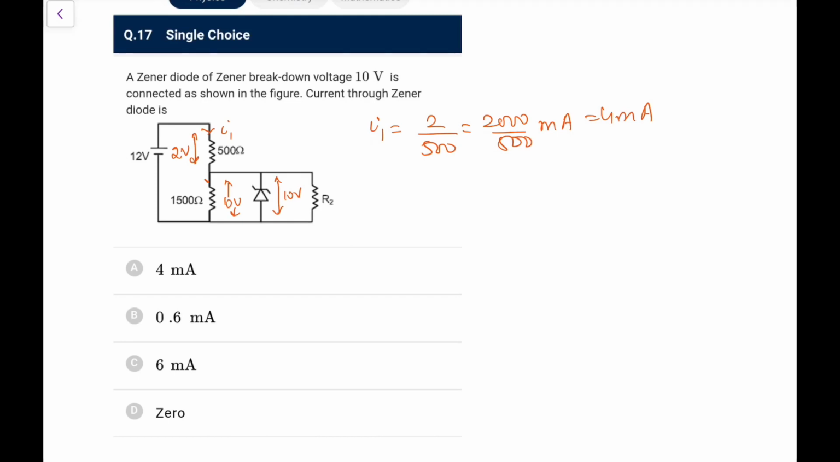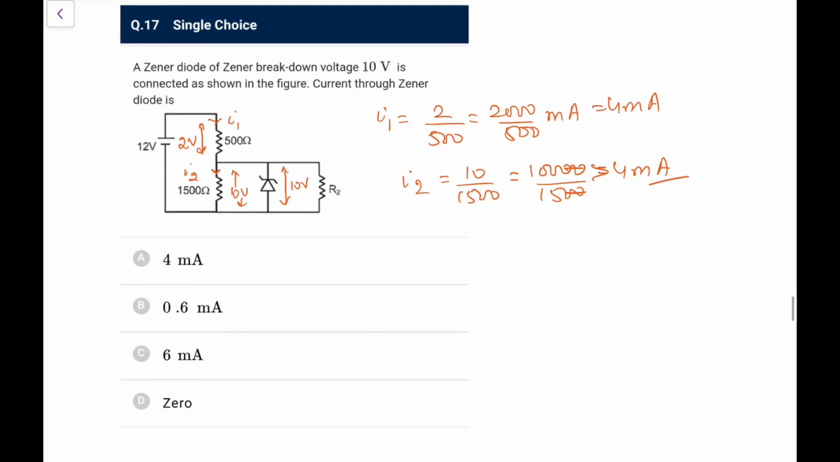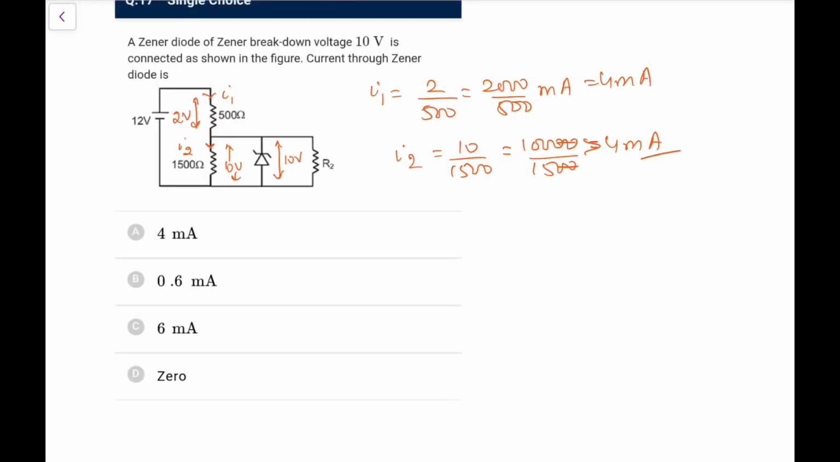How can I find the current through the Zener diode? Let me check the current through this. So current through this, let's say I2, would be equal to 10 upon 1500, that is 10,000 upon 1500, it goes 100 by 15, it is greater than 4. So this is impossible here. It means there is some issue here. It is not possible to solve. So it means that this voltage is not exactly 10, it is not at its breakdown voltage, so almost zero current would be flowing, that is what we can say. So go for the zero option here, nothing else I can do.